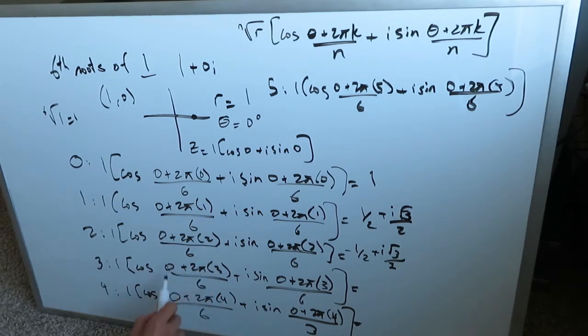All of this is just pi, 180 degrees. Cosine of 180 is minus 1. Sine of 180 is 0. You don't have any term over there. Now let's come down over here.